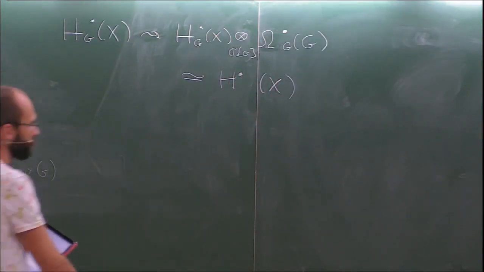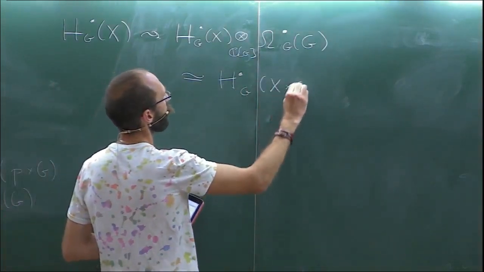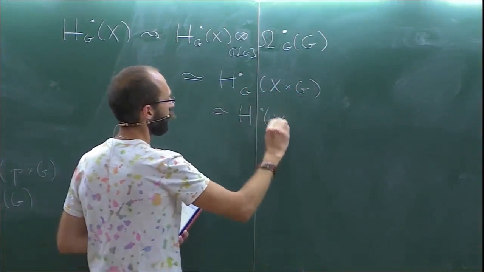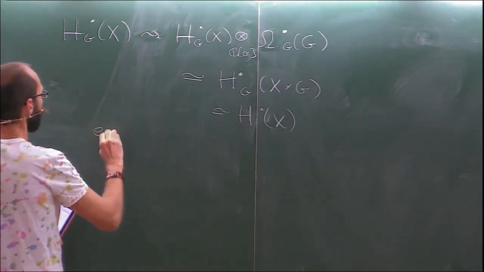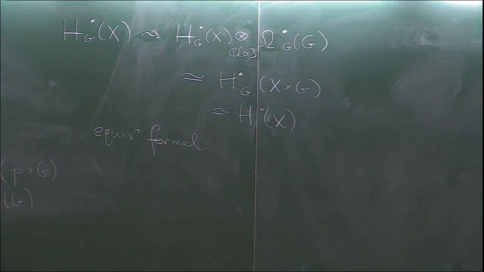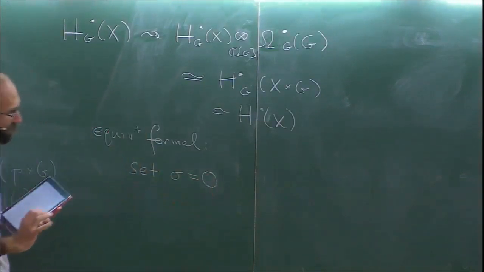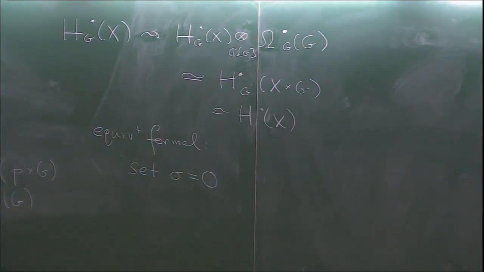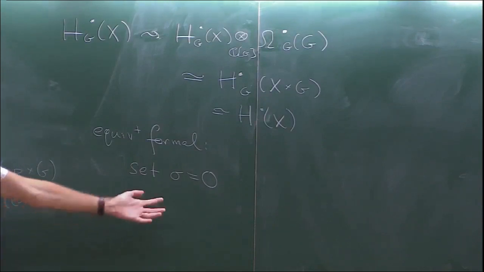And it produces, more directly, the G equivariant cohomology of X times G, which is just the cohomology of X. In equivariantly formal cases, this looks really stupid. This whole manipulation just boils down to setting the equivariant parameter to 0. And in most physics examples I've encountered so far, it is an equivariantly formal situation. You can just do this.